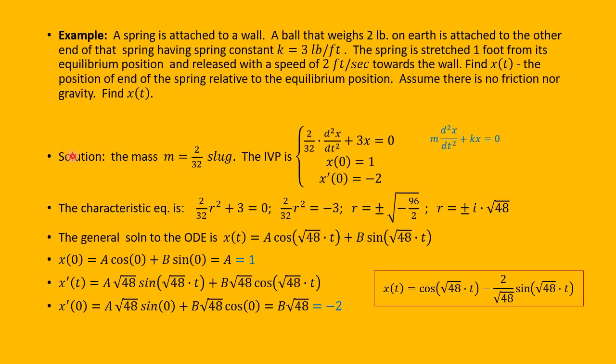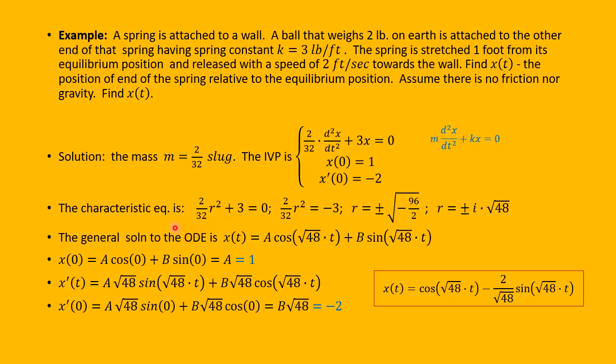So, the solution. First of all, since the ball weighs 2 pounds on earth, the mass is 2/32 of a slug. So m times the second derivative of x with respect to t plus k times x in this case is going to be 2/32 times that second derivative of x with respect to t plus the spring constant 3 times x equals 0. We are just plugging in the mass m and k into this equation.